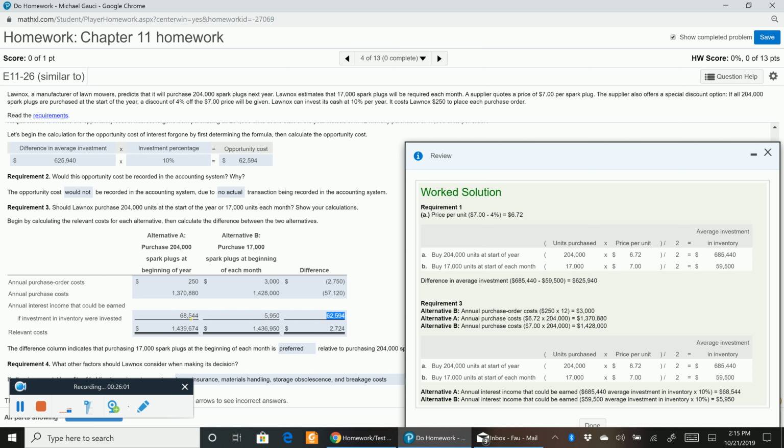In this case, the benefit given up is going to be added to the cost. So you can see by choosing alternative A, buying the spark plugs all up front, the relevant costs are higher than if we bought monthly. So buying monthly looks like it's cheaper overall when you consider the opportunity costs.